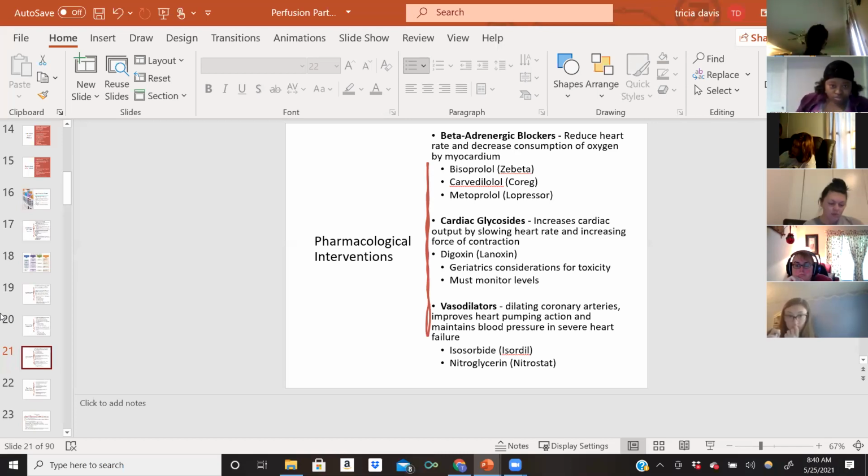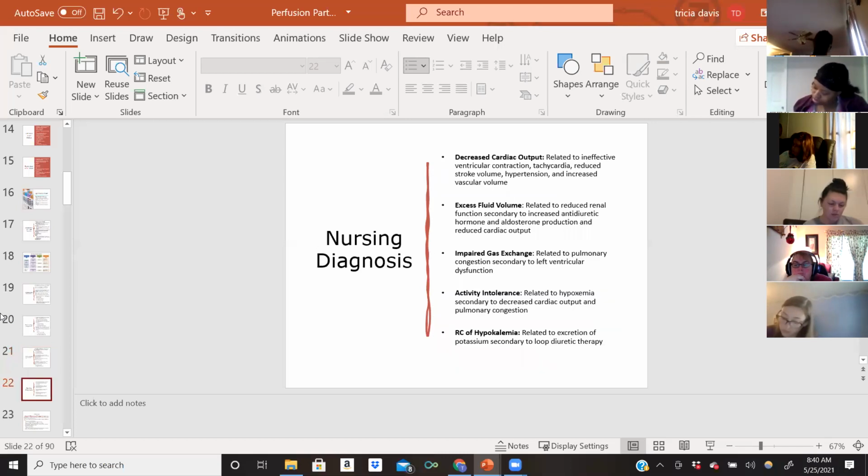Vasodilators. These dilate our coronary arteries, which improve our heart's pumping action, and it helps maintain our blood pressure in patients that have severe heart failure. So those medications are going to be nitroglycerin and isosorbide.